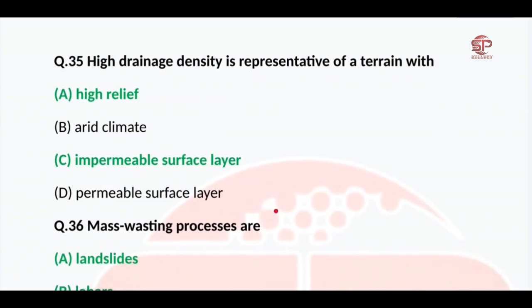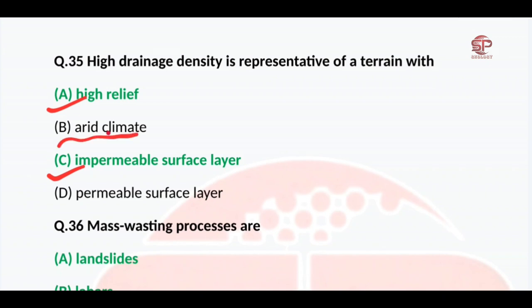Then high drainage density is representative of terrain with high relief. With high relief, you have greater gradient. Then you can also see greater variability of relief, so that you will get greater stream number. That's why it has greater density. Then impermeable surface layer: if it is impermeable, there will be more flow, so you will get more streams. That's why these two conditions will be correct.